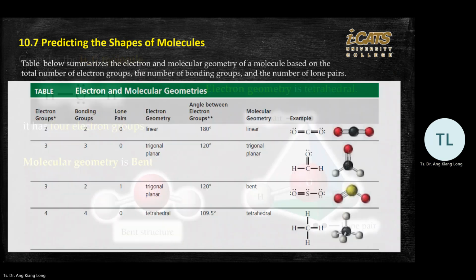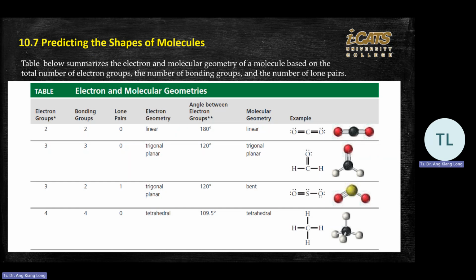Okay, something like this. In your tutorial, I gave you this one. So in the question, you do the Lewis structure, then you count how many electron groups: how many single bonds, double bonds, triple bonds, and how many lone pairs. Only these 4 categories. Then you count how many bonding groups. Bonding groups refer to single bond, double bond, triple bond. Lone pairs are those without partners.